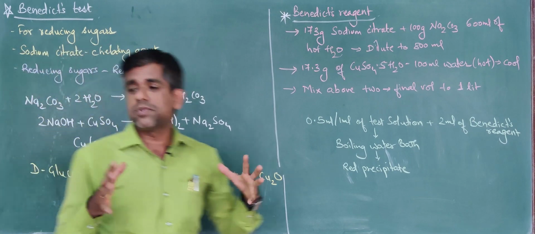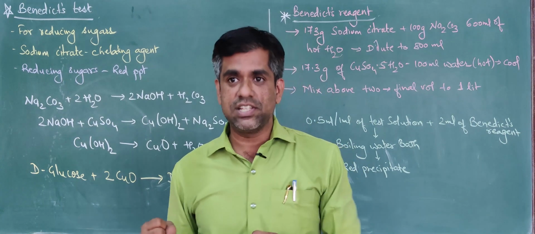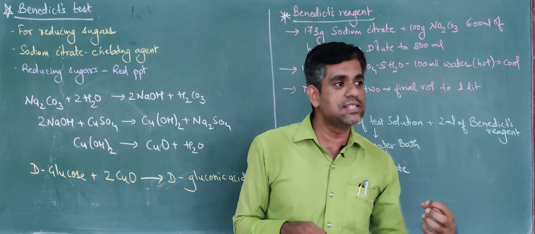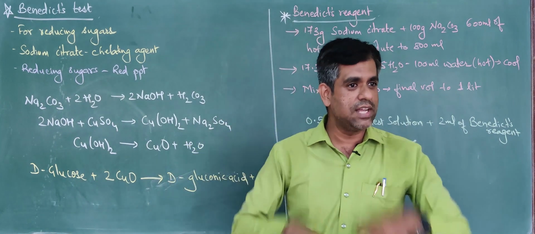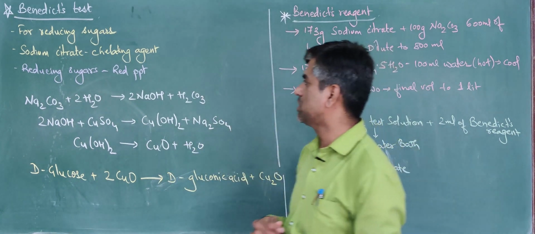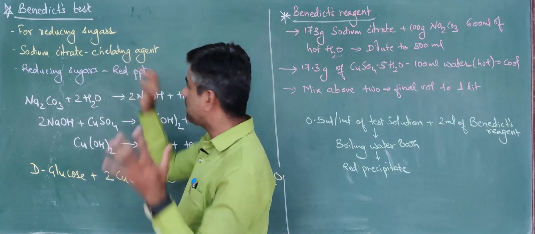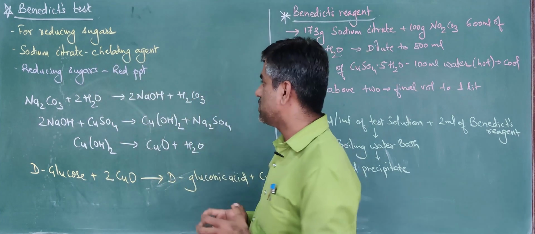You use sodium citrate here, which acts as a chelating agent. It will chelate the cupric ions so that they don't form a precipitate. Otherwise, the cupric ions would get precipitated by themselves in the alkaline condition. So sodium citrate acts as your chelating agent here.